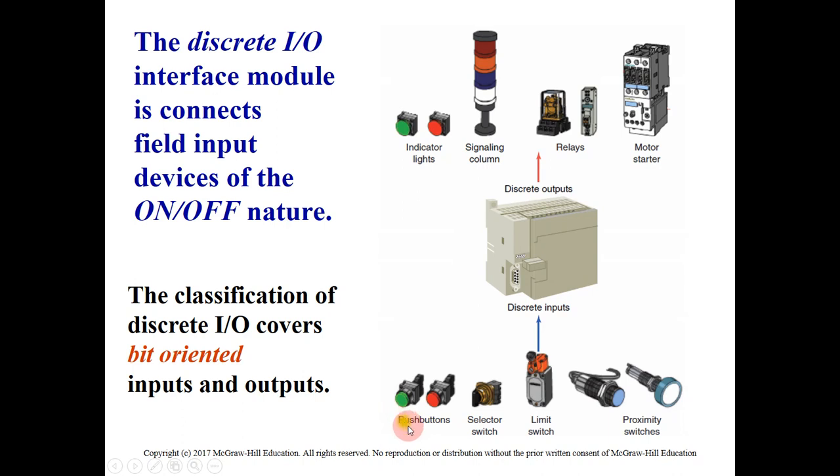So for example, here we have push buttons, we have selector switch, we have limit switch, we have proximity switch, and all these types of devices or input devices are discrete. So their output should be either 0 or 1, no other options. Okay, for the output devices, here we can see indicator light or signaling column, relays or motor starter and so on. So this type of discrete input-output modules will be used with this specific type of devices which has discrete values, either input or output.